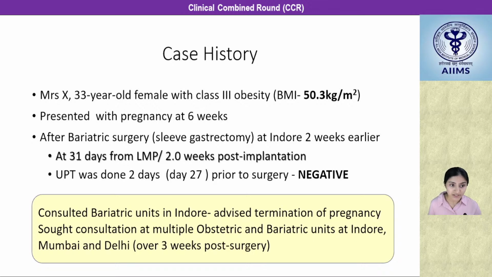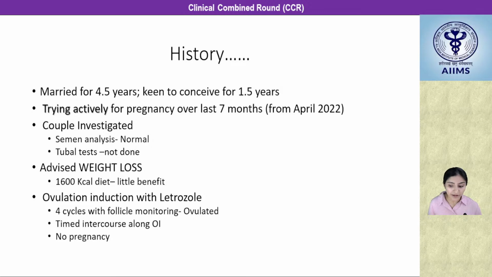She sought consultations at multiple obstetric and bariatric units in Indore, Mumbai, and Delhi, and there she was advised the same. She was married for 4.5 years and was keen to conceive since 1.5 years. She was trying actively for pregnancy over the last 7 months. The couple was investigated. The husband's semen analysis was normal and the tubal tests were not done. She was advised weight loss and was put on a strict calorie diet of 1600, which provided little benefit.